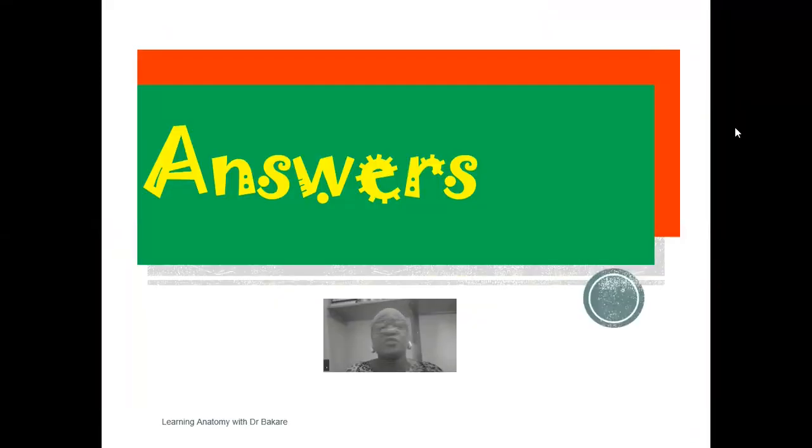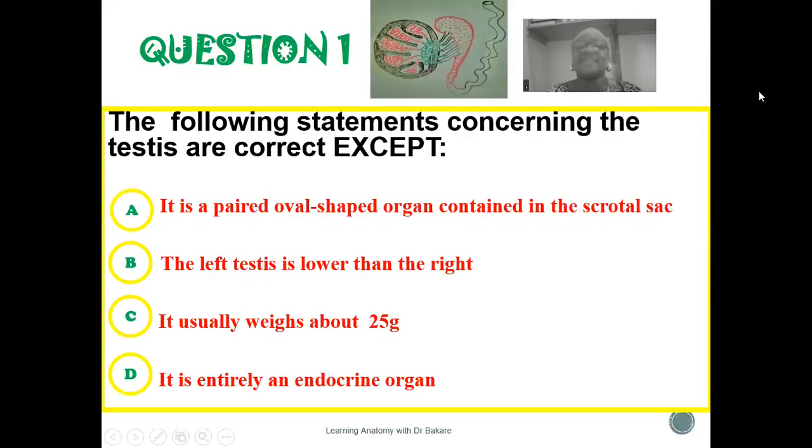So now let's go through the answer section, and this is where we'll be evaluating ourselves. For the first question, which reads that the following statements concerning the testes are correct, except the fact that the testis is entirely an endocrine organ. The testis is not entirely an endocrine organ. It is also a reproductive organ. So all the other options above here are correct about the testis, except for this option.